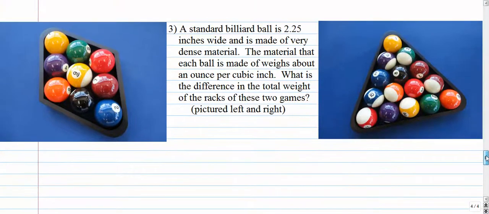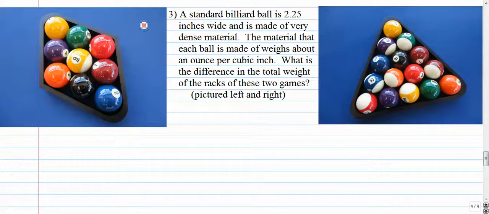Last one. We have, talking about the game of pool here. A standard billiard ball is 2.25 inches wide, so that's a diameter. That would be this distance right here, 2.25 inches. So the radius would be half of that. What's half of 2.25? Well, that would be 1.125. And that's true over here as well.